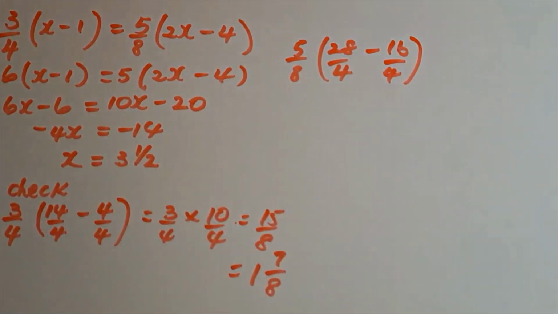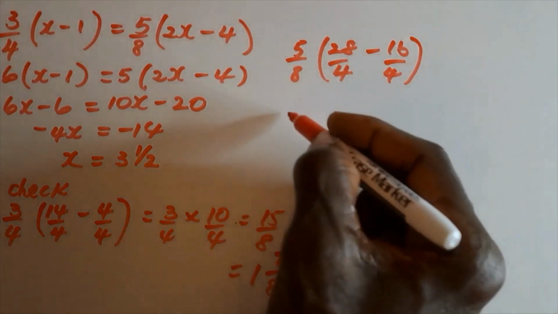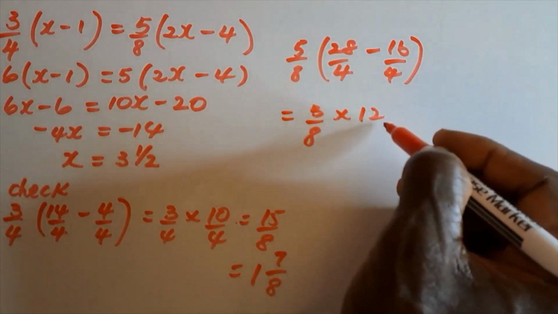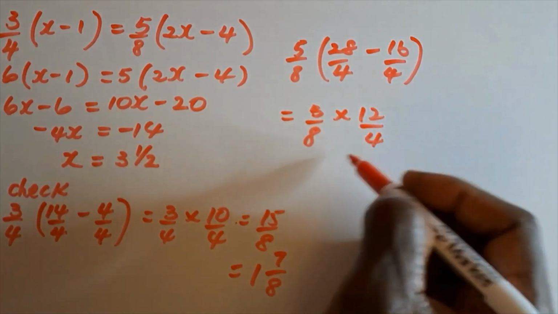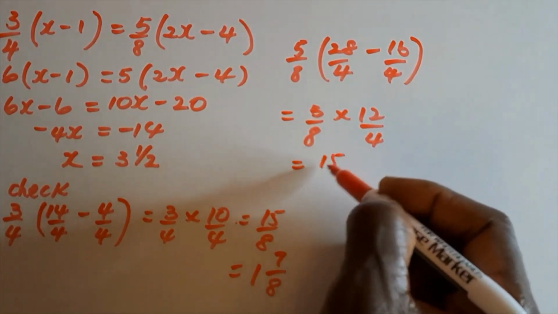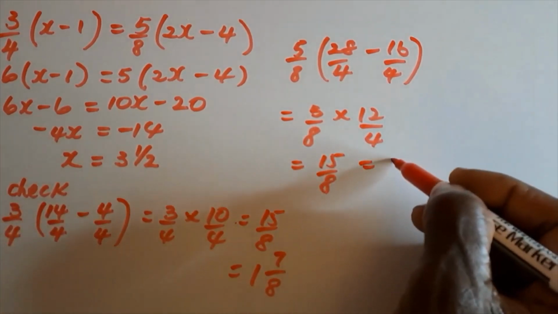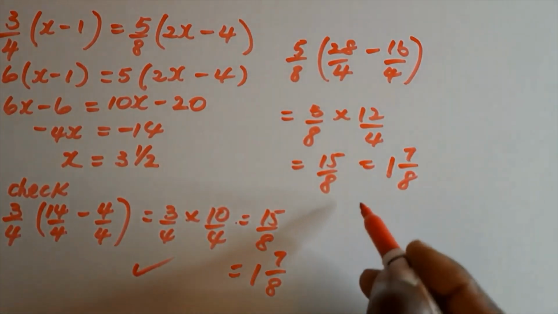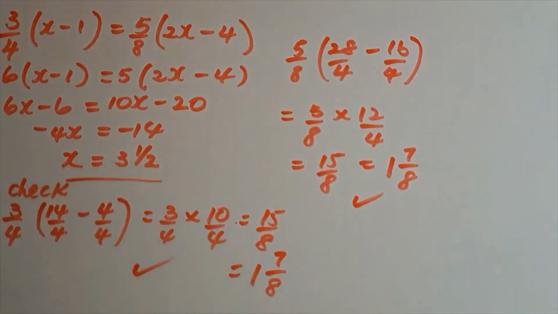So 16 over 4 is an equivalent fraction to 4 over 1, and this is equal to 5 over 8 times 12 over 4, which simplifies to 15 over 8, which is the same as 1 and 7/8. So our check shows that our solution, x equal to 3.5 or 14 over 4, conveniently used here, is the solution to this equation.